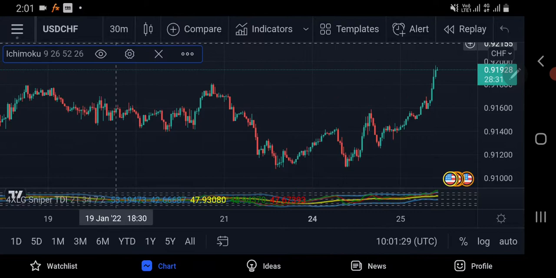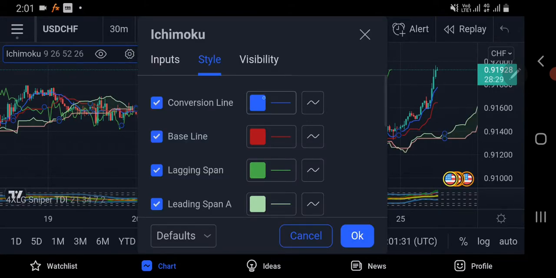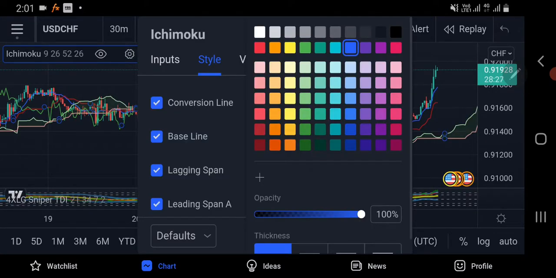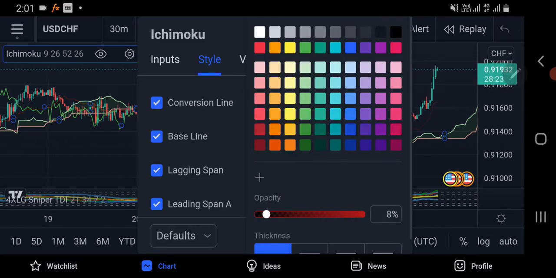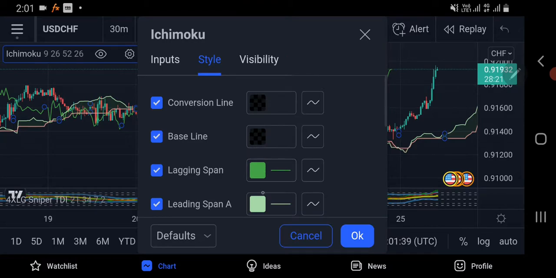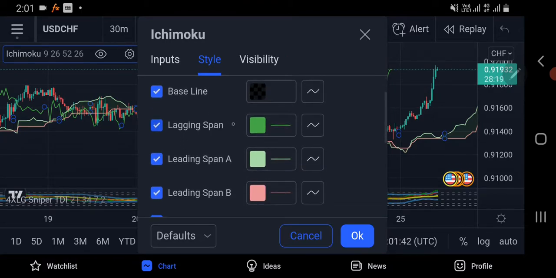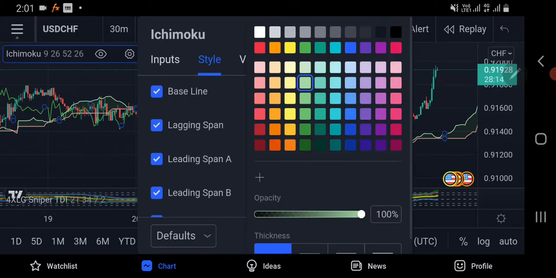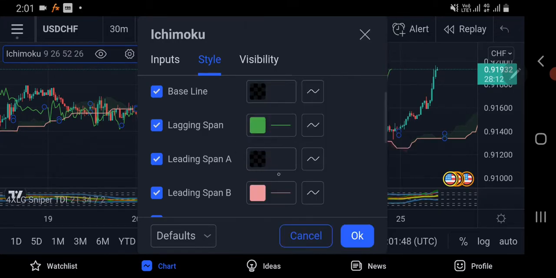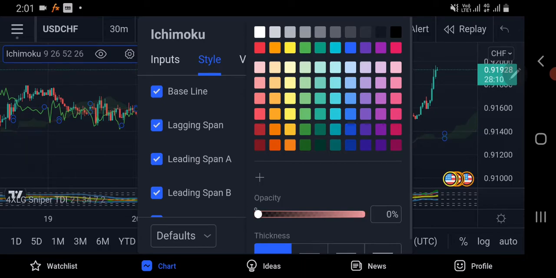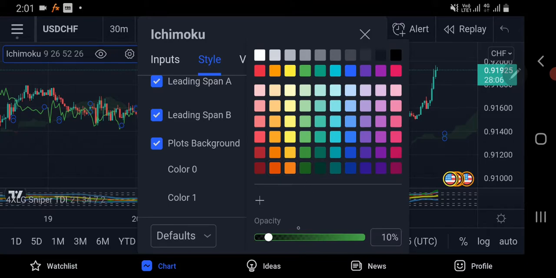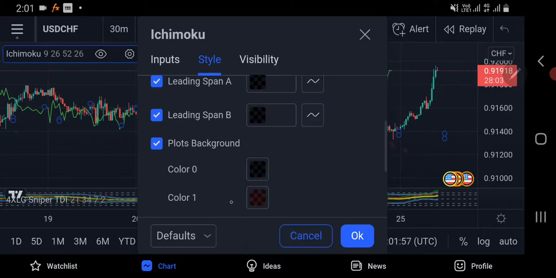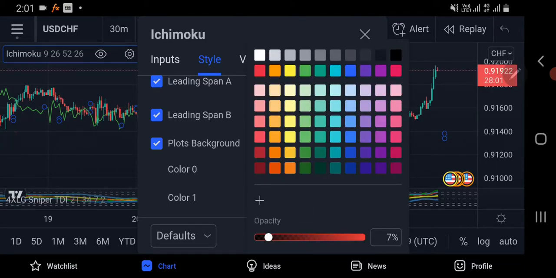Ichimoku cloud settings, click on this one and bring the color down to none. See, this is the lagging span, Chikou span, backspan, they call it. We're going to leave this one on our chart and remove the rest of the things. That's how you do it. Even the cloud, we're going to remove the cloud for this strategy especially.